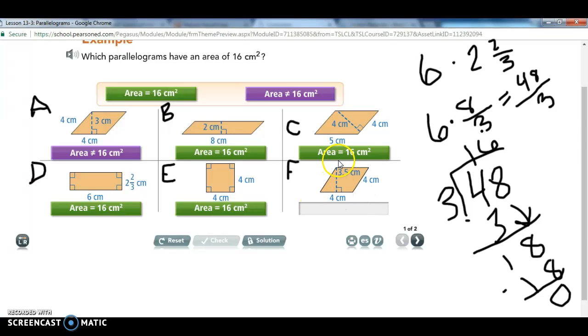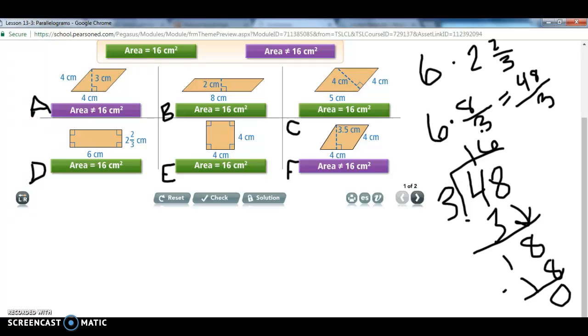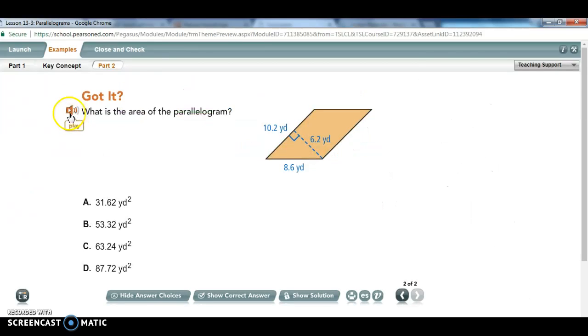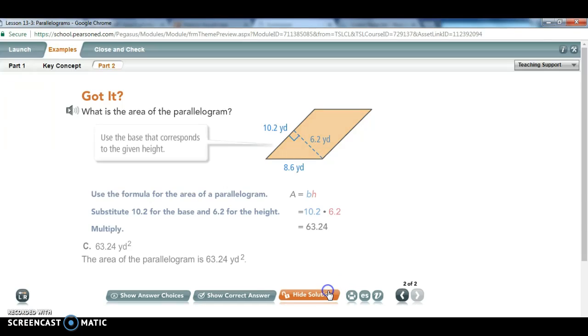My base times my height, I know that 4 times 4 is 16, so 4 times 3.5 will not be 16. This number right here was there just to throw you off. And here's the last got it problem. What is the area of the parallelogram? Correct answer is C, 63 24/100 yards squared. Here's how you get that correct answer.